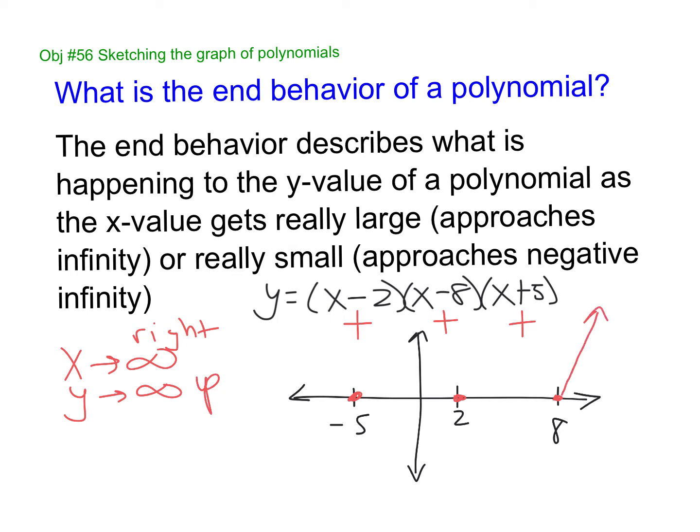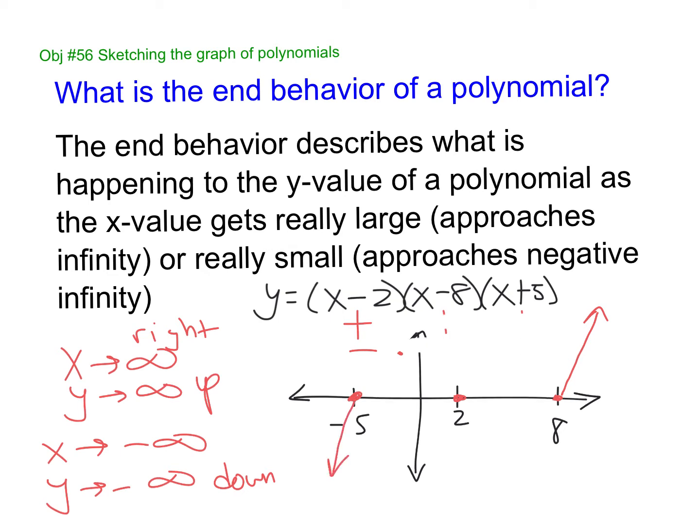Then I look at as x goes to negative infinity. If I plug in a really, really big negative number into my equation, right? So a negative times a negative times a negative, what does that give you? That gives you a negative. So my y is negative, and a negative y goes down. That means on the far left, as x is going to the left, the y value is going down.